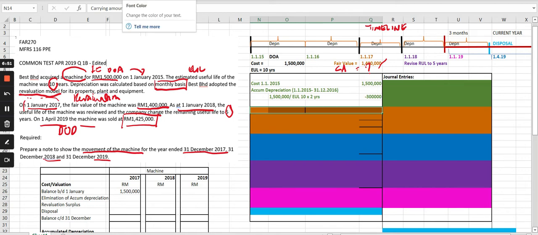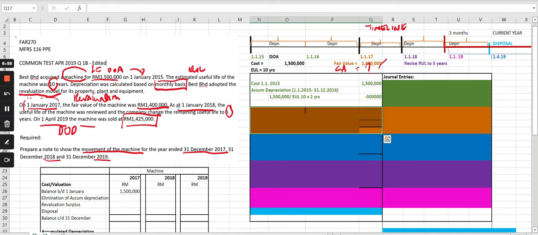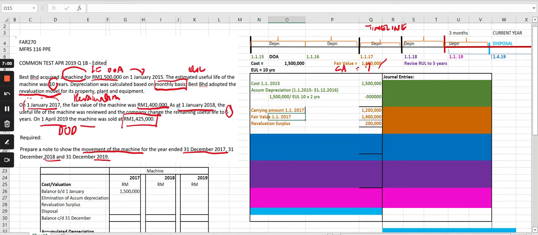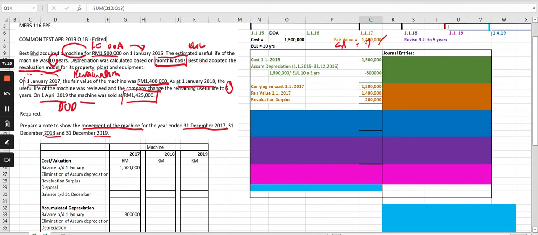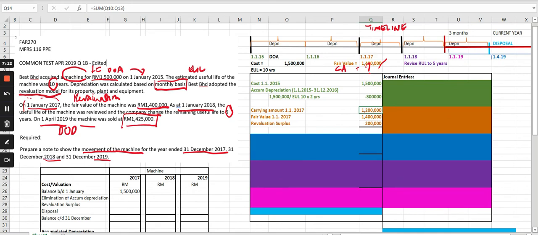To find that, you need to find out the depreciation and remove that again from the carrying amount. So let's see what you have here. Okay, so you can see that the carrying amount on 1st of January 2017 was 1.2 as a result of 1.5 minus 1.3. And the fair value was given in the question, which is 1.4 here. So you have 1.4, and the revaluation surplus was 200,000.